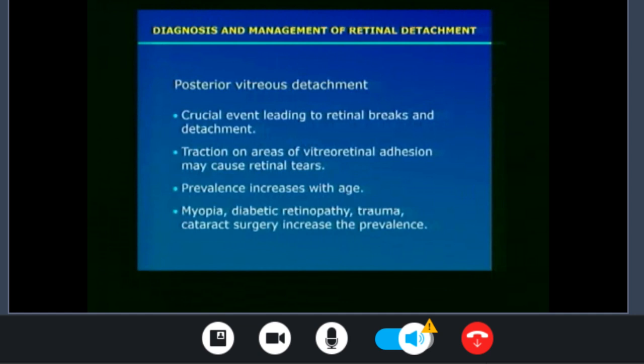So at the time of BVD, you can have traction on areas of retinal adhesions that cause retinal tears, and the prevalence increases with age. However, there are diseases that can increase the risk of early BVD, like myopia, trauma, patients with vitreous hemorrhage, vitritis. I'm seeing many patients with Behçet disease, very young, because of the previous vitritis, they have early BVD.